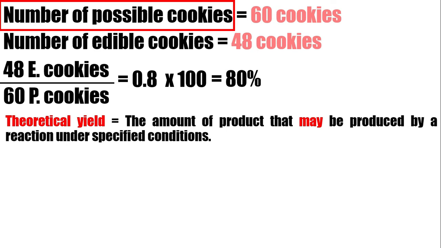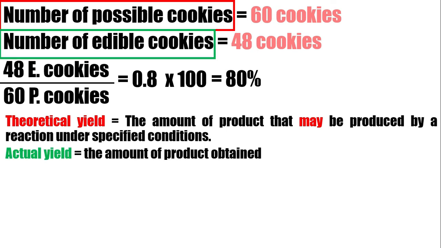So in chemistry, the number of edible cookies is called the actual yield. It is the amount of product obtained. It is the amount of actual product. That's why it's actual yield. We on the same page, right?